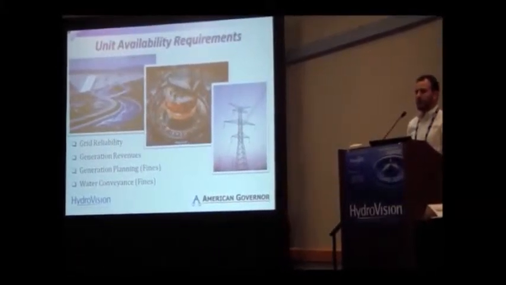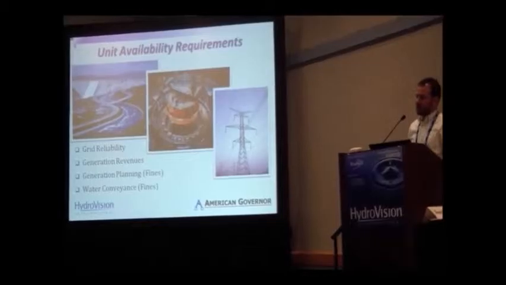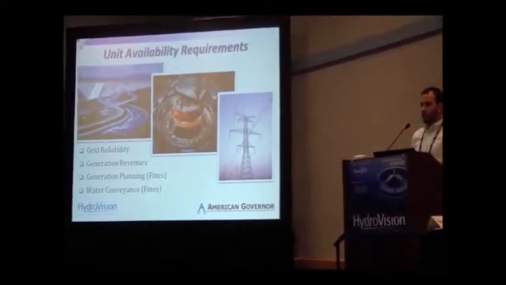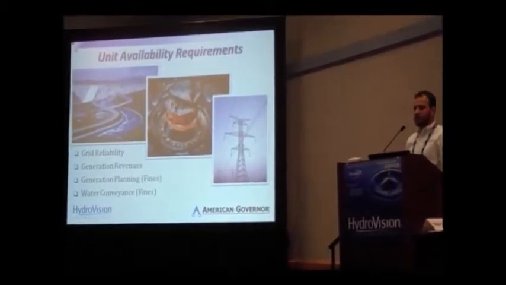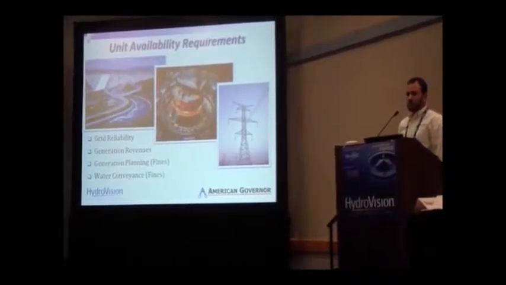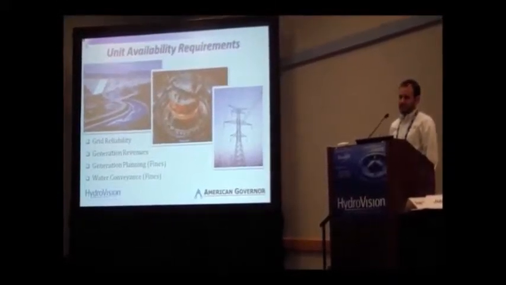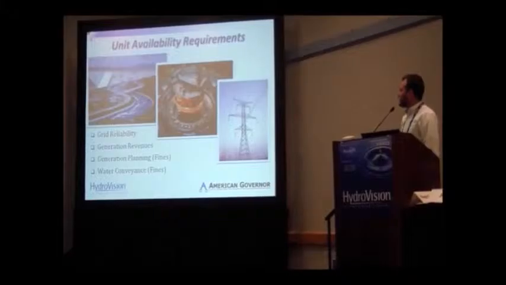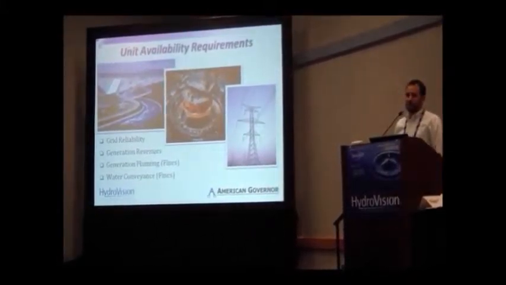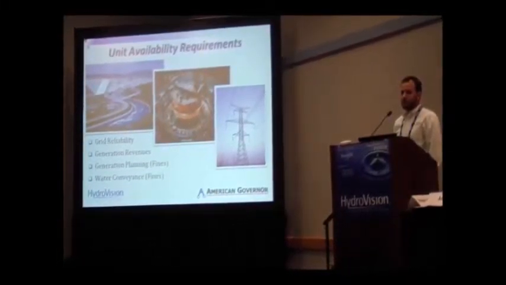And also for water conveyance purposes: downstream users, irrigation canals, rafters. We've seen plants with multiple levels of redundancy just to make sure that you're not leaving kayakers on rocks. So all of these lead to fines, lead to unit availability concerns.